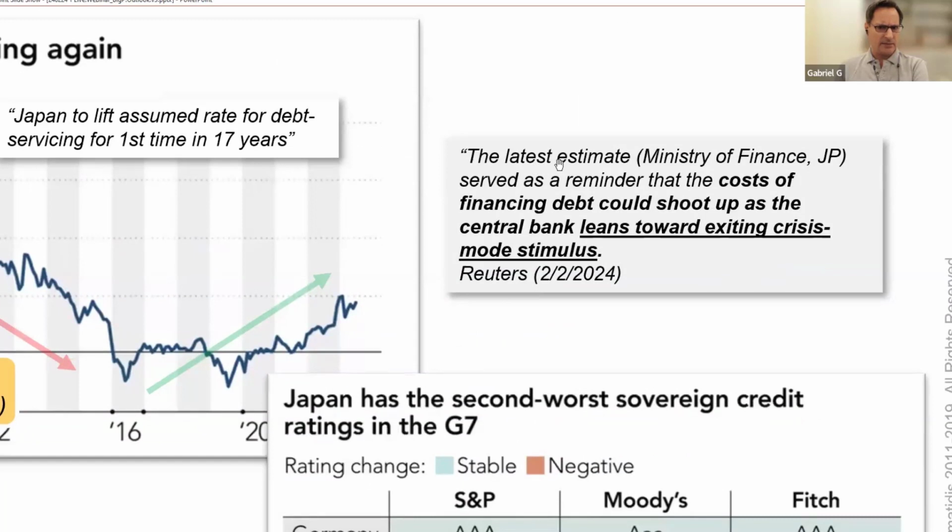The latest estimate served as a reminder that the cost of financing debt would shoot up as the central bank leans toward exiting pricing mode stimulus. I mean, these are nice descriptions, right? You want to read in between the lines. What does that mean? They're leaning towards exiting pricing mode stimulus. When people read that, they think, well, it doesn't mean anything, right? Well, it means actually a lot, right?